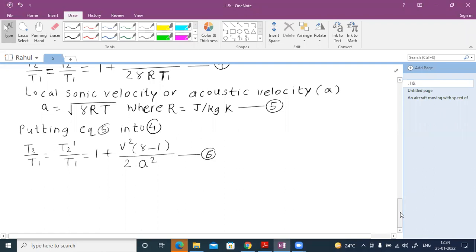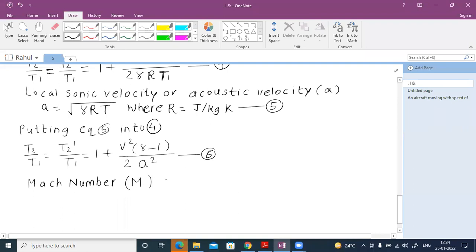Now see, this is a very important term, what we used to call the ramming temperature. So this is very important to calculate. Now there is one more term, what is called the Mach number. Mach number is indicated by M.